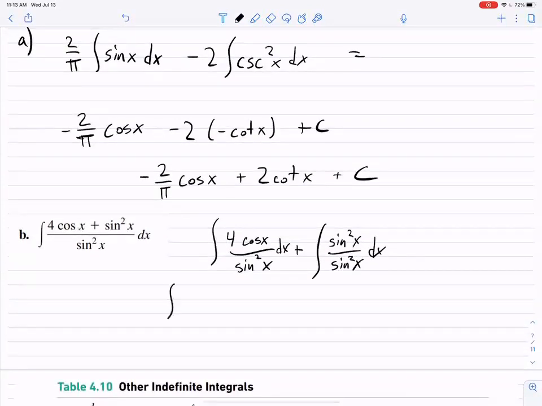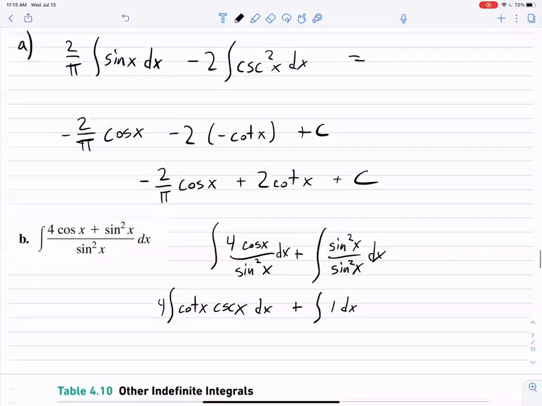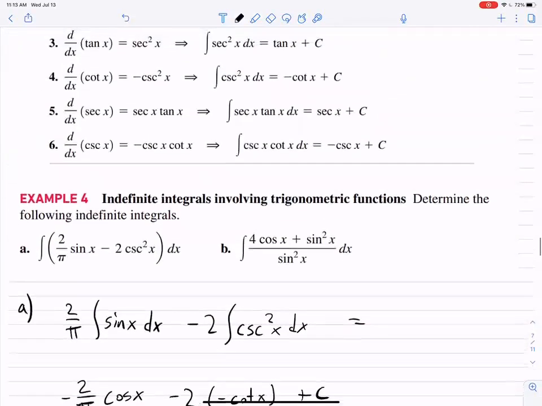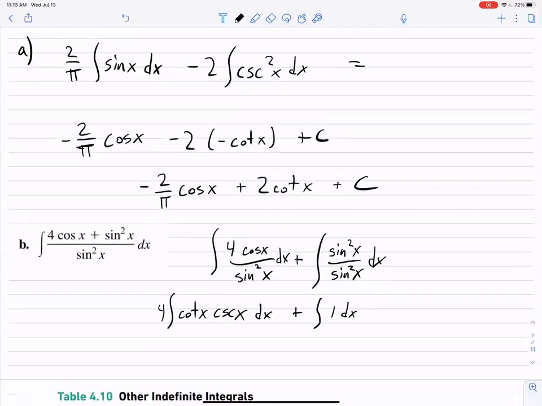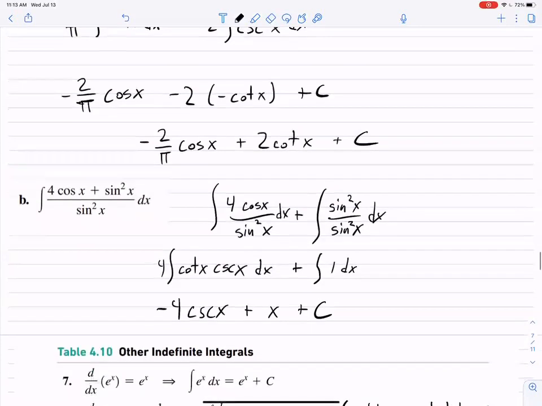This becomes the integral of 4, rewriting it in terms of secant or cosecant and cotangent. This is going to be 4 cotangent x cosecant x dx plus the integral of 1 dx. And so the antiderivative of cotangent cosecant is negative cosecant. So this becomes negative 4 cosecant x, and then plus x, plus c. And so that's the answer.